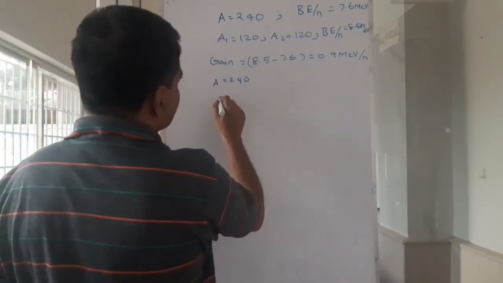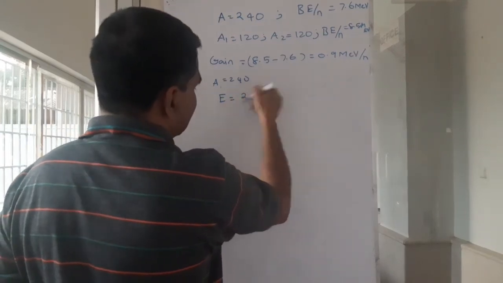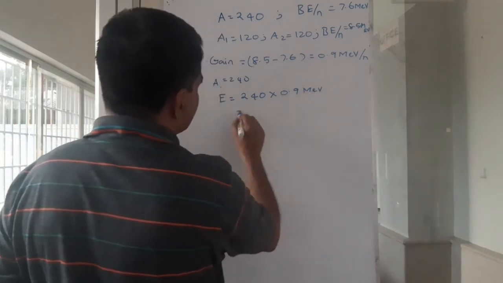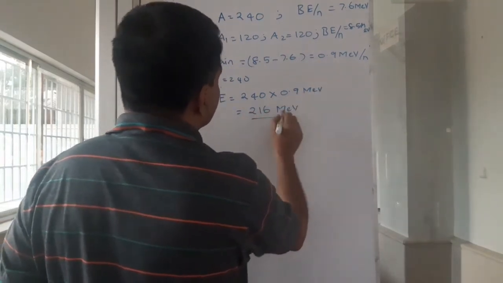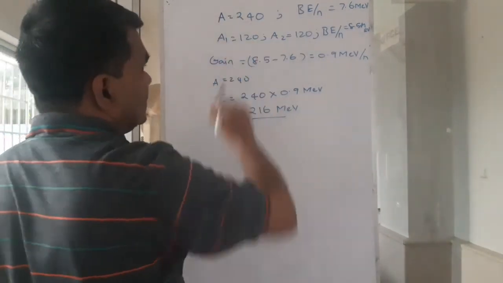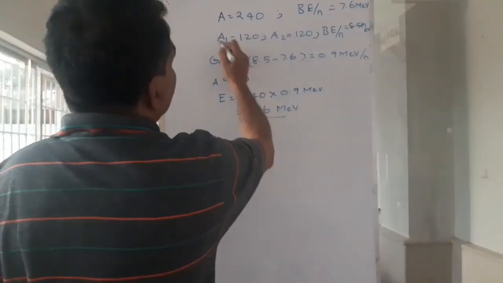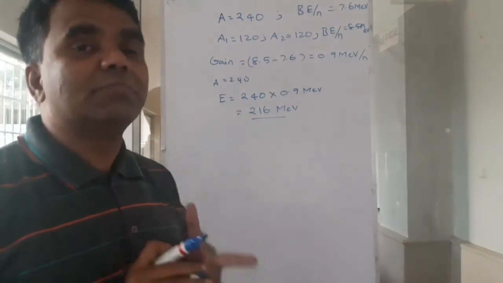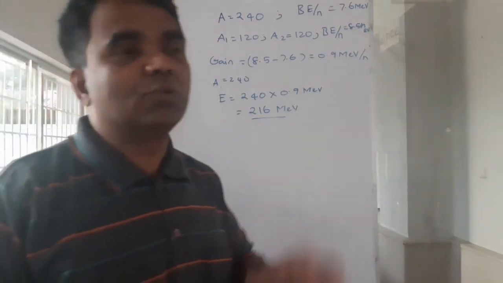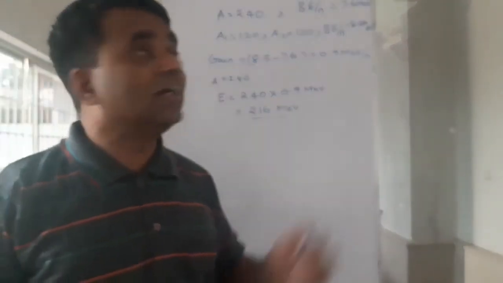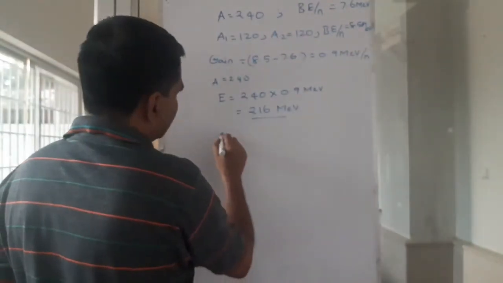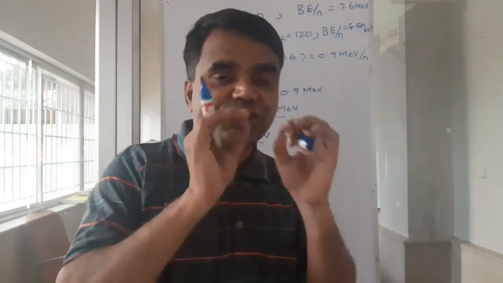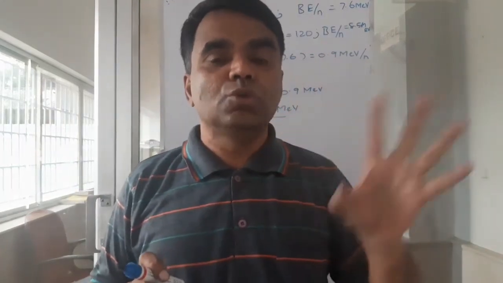So the total energy you get is roughly 240, the number of nucleons, times the energy gain per nucleon, which is 0.9 mega electron volt, and this is roughly 216 mega electron volt. So when one 240 nucleus fissions into two 120 nuclei, you get 216 mega electron volt of energy. In the case of uranium, we say it is roughly 200 mega electron volt, because it doesn't have exactly 240 nucleons. Each uranium nucleus will give you roughly 200 mega electron volt of energy.